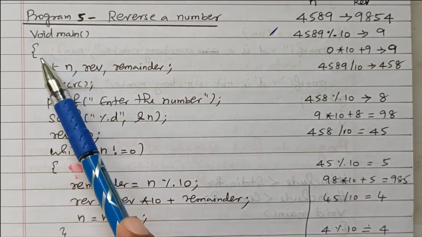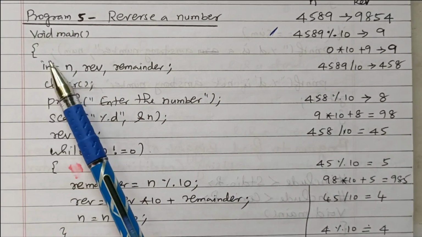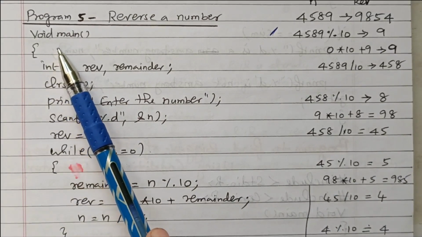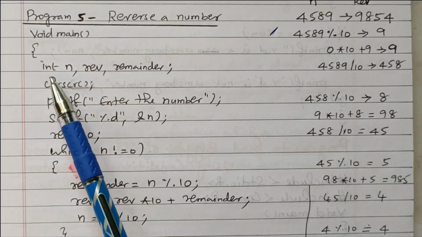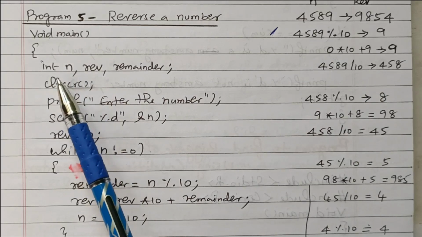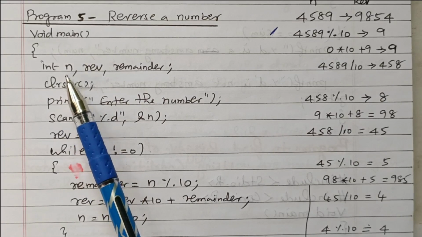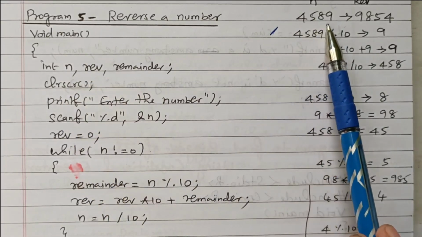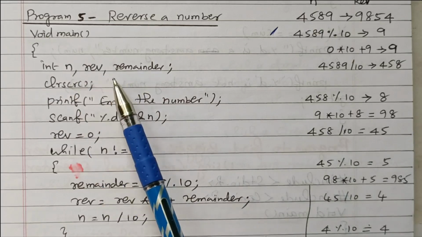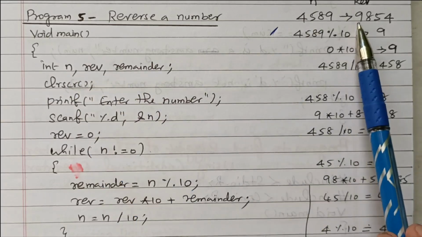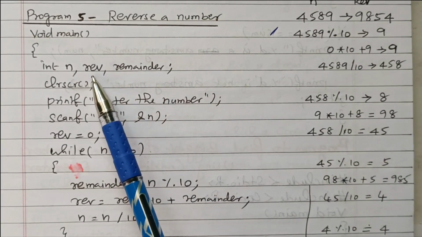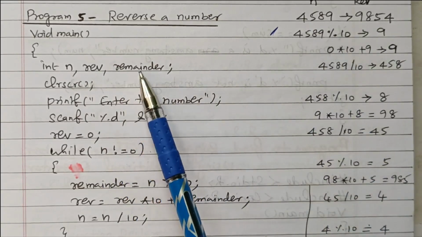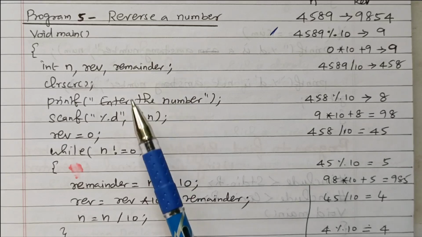So the main program, void main. Include the header files, you can include as default stdio.h, conio.h. Then integer n, the variable declaration. This is a given number. This is the reversed number. 4589 is the n. We need to find the reverse number, 9854. This is a remainder. We have one remainder value, so we have one more variable, remainder.